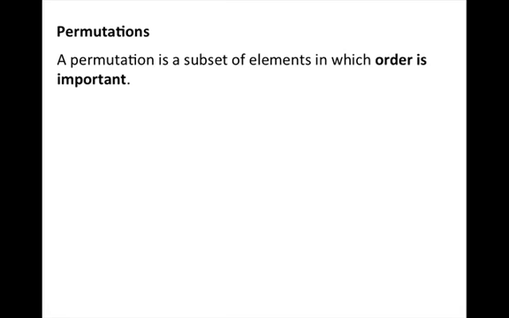So now let's move on to permutations. A permutation is a subset of elements in which order is important. That's what you need to remember about permutations. You use a permutation when order matters, when the order of the events is important.